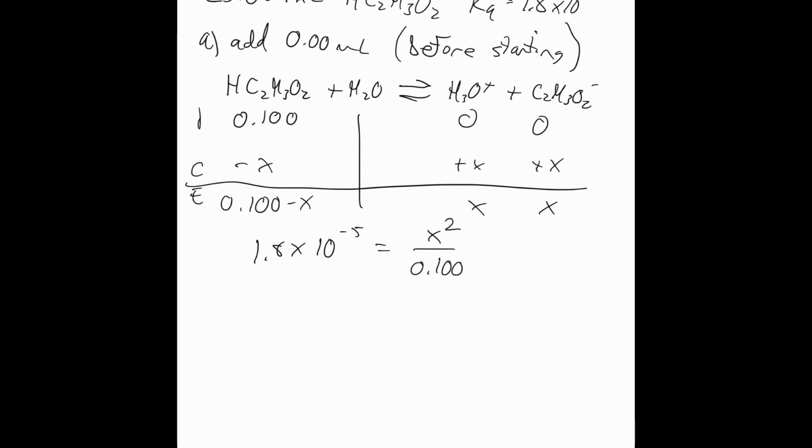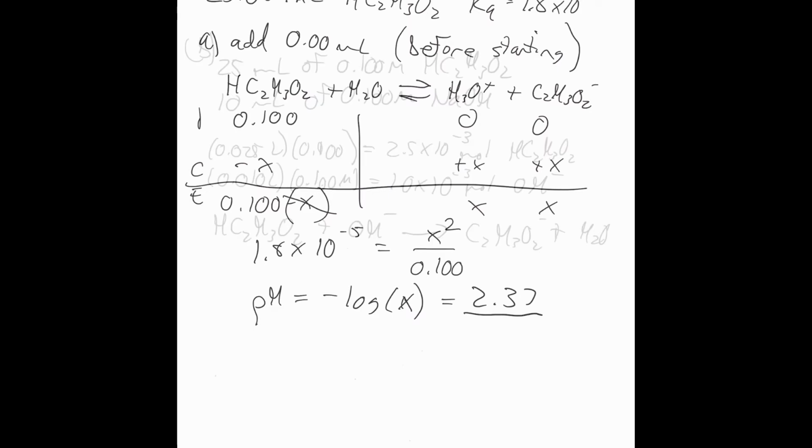I'm going to go ahead and drop this and assume that x is small in this case, and so my pH would just be the negative log of my x that I solved for, which in this case, without writing out all of the math, is 2.37. So before we start titrating, we would have a pH of 2.37.